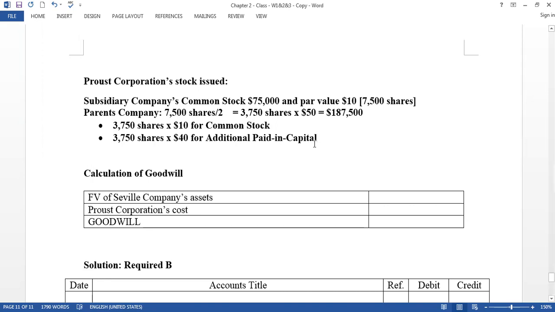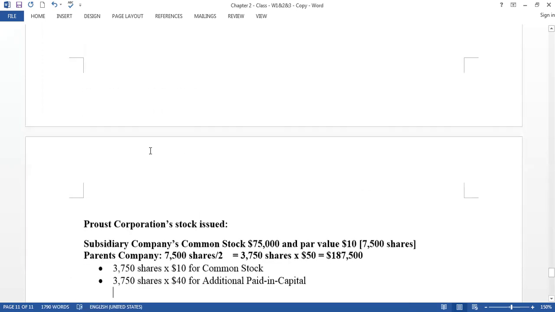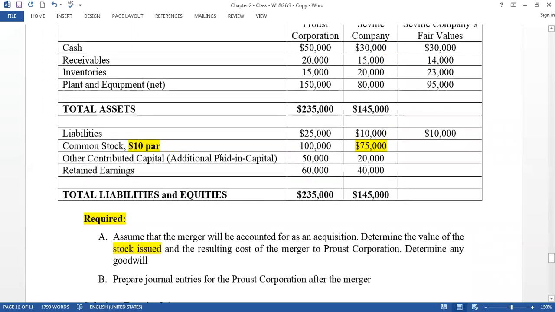I think you understand, right? So this is the calculation of how the parent company issues its stock. They buy 3,750 shares, paid $50 market price, and we divide these into two groups. Why do we need to divide these two? Because our question gives us this. The question said that $10 is the par value. So par value goes to the common stock and additional goes to the additional paid in capital.